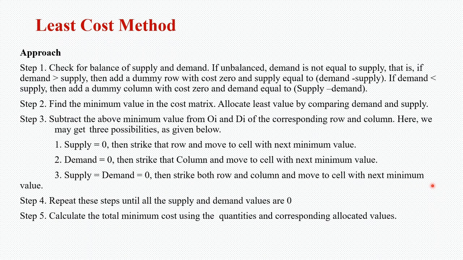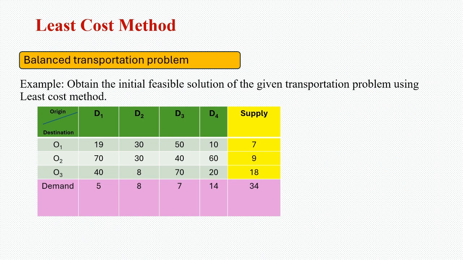Repeat these steps until all the supply and demand values are 0. Step 5. Calculate the total minimum cost using the quantities and allocated values. Let us understand this clearly with examples. First, we shall understand how to solve balanced transportation problem. Example: obtain the feasible solution of the given transportation problem using least cost method.